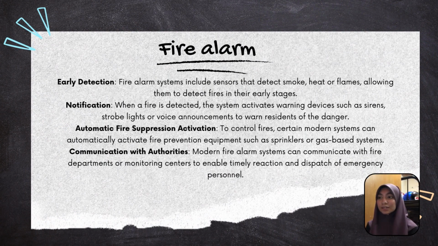So these are the functions of a fire alarm. Firstly, early detection. Fire alarm systems include sensors that detect smoke, heat or flames, allowing them to detect fires in their early stages. Number two, notification. When a fire is detected, the system activates warning devices such as siren, strobe lights or voice announcement to warn residents of the danger. Number three is automatic fire suppression activation. To control fires, certain modern systems can automatically activate fire prevention equipment such as sprinklers or gas-based systems.